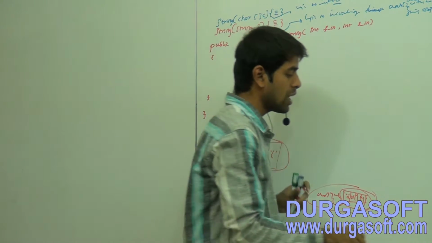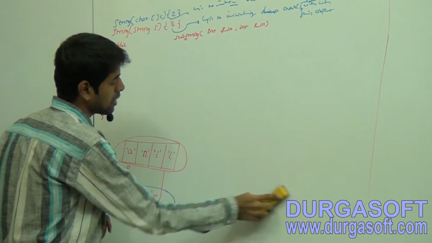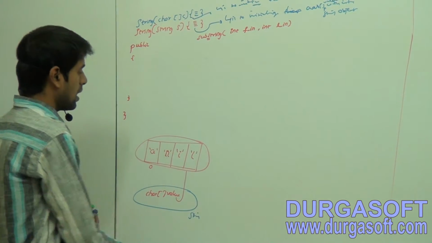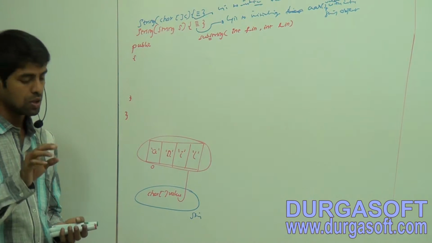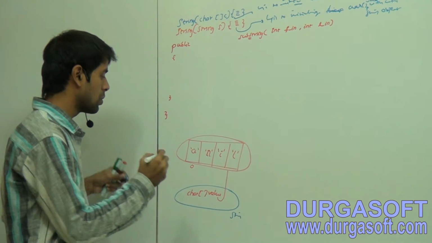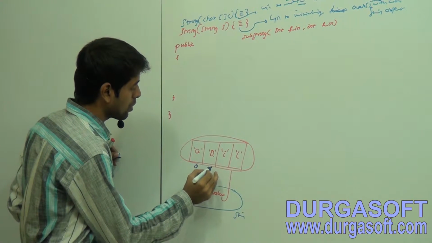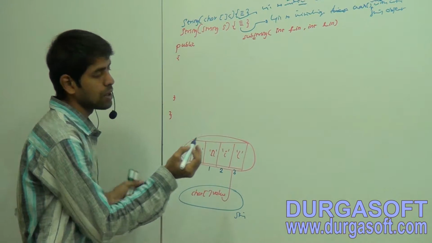Index for all the arrays in any programming language. Index value for any programming language will always start with value 0, friends. 0, 1, 2 and 3. Getting it?